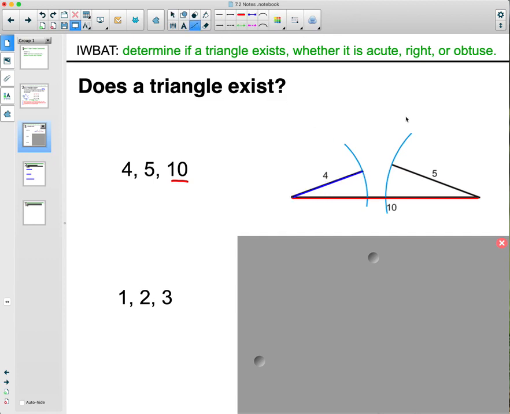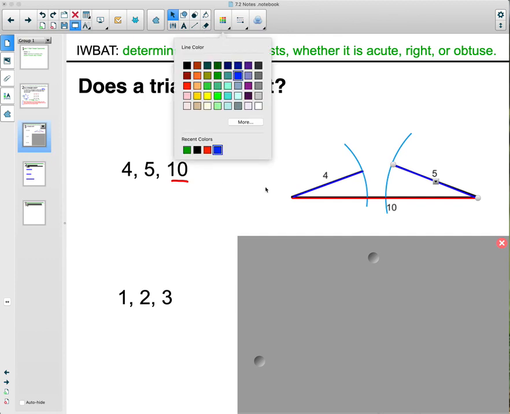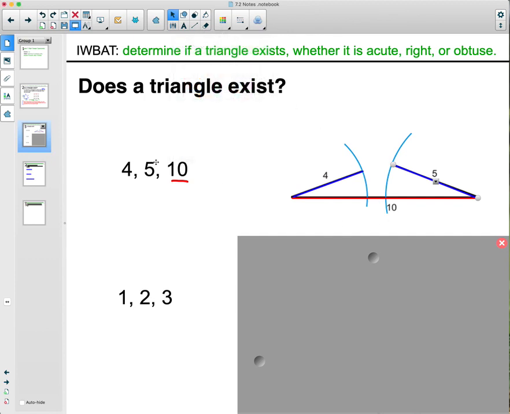The other one, the 5, is the same idea: think of it as a hinge, and it can rotate only 5 units. As you can see, these two blue segments would never cross, so they would never create a triangle. A triangle would never happen there. That's the visual representation.